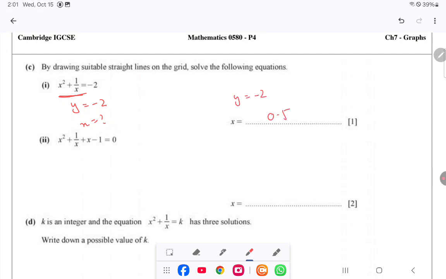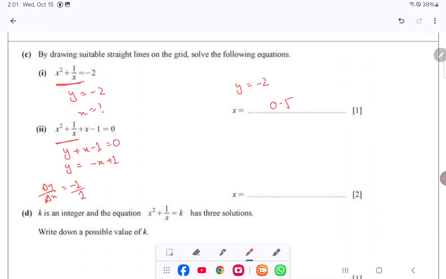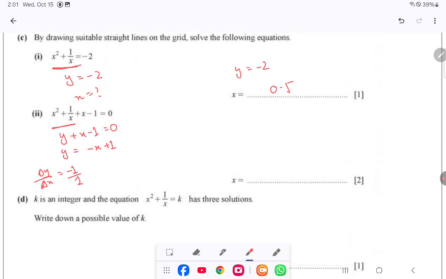With the help of the graph, now we know again this is our y plus x minus 1 is equals to 0. Subtract both sides with x. Y is equals to, and add both sides 1, negative x plus 1. Our slope is change in y over change in x is equals to negative 1 over 1. We ignore the negative sign in order to calculate the graph value of the straight line. Now our C intercept is 1.